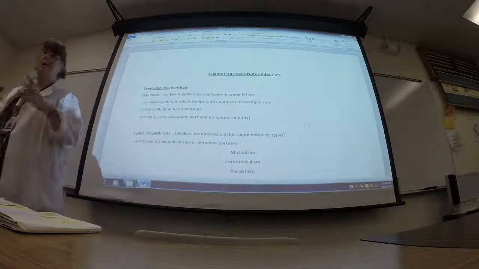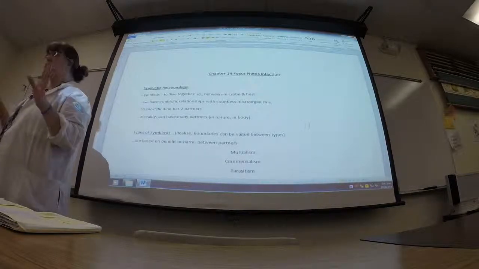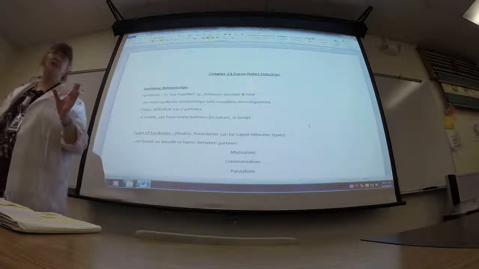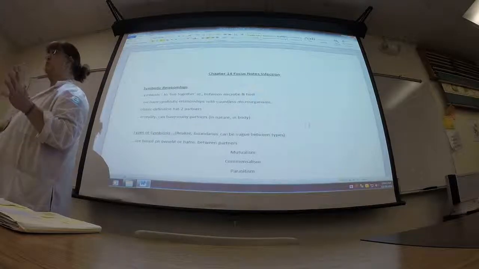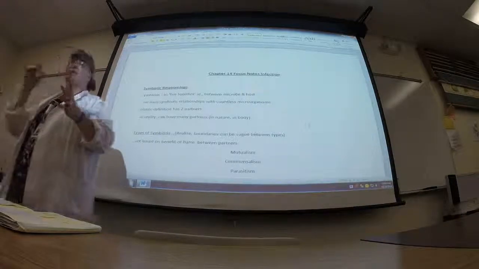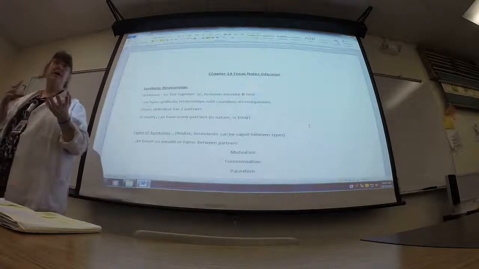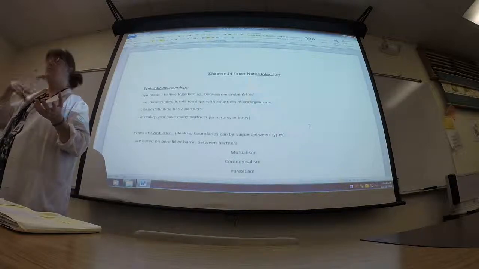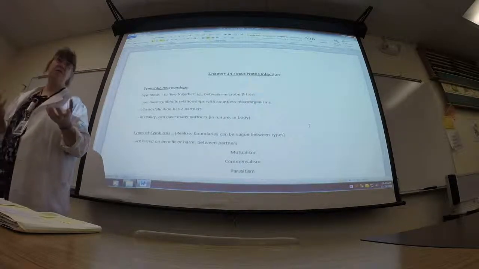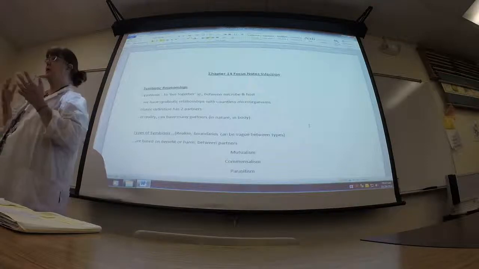E. coli in your intestines can actually help you out. Some of those organisms give you precursors to vitamin K. Some of them give you precursors to folic acid. But if E. coli accidentally moves to the urinary tract, you get a urinary tract infection. Wrong place. Right organism, wrong place.